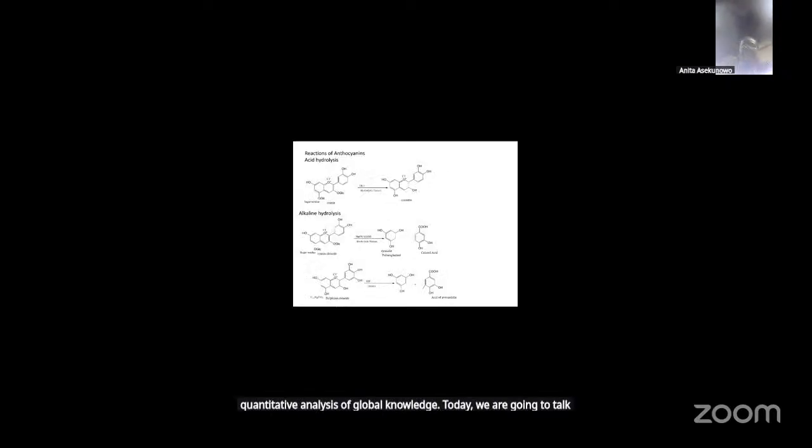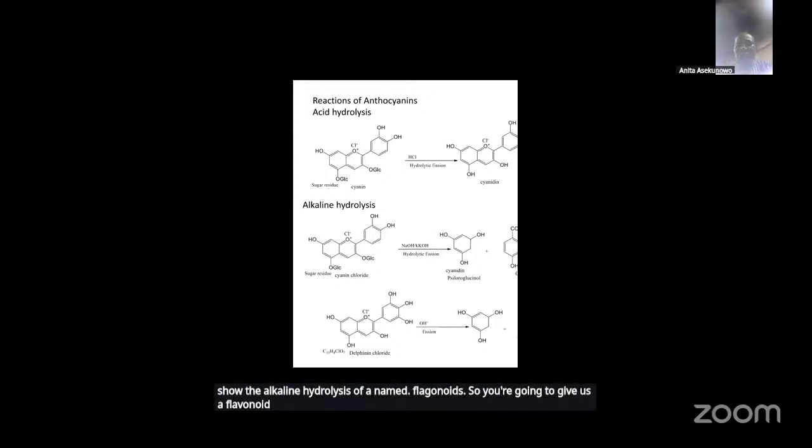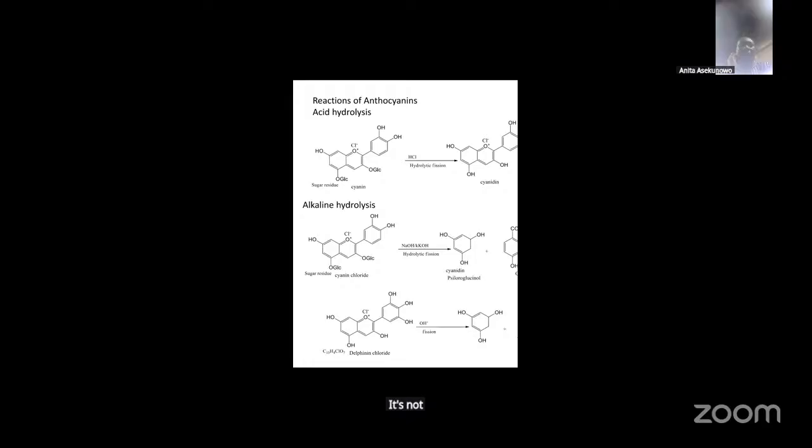In today's class, we'll talk about the quantitative analysis of flavonoids. Today we are going to talk about the reactions: acid hydrolysis and alkaline hydrolysis of flavonoids. In the exam, you might be asked with a detailed equation to show the alkaline hydrolysis of a named anthocyanin. So you're going to tell us the name of the anthocyanin you're using before telling us the reaction. The reaction details are very important.